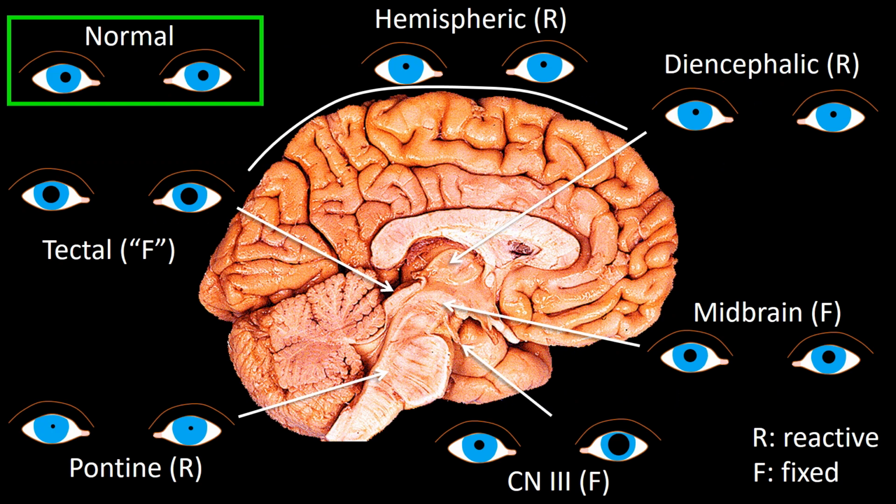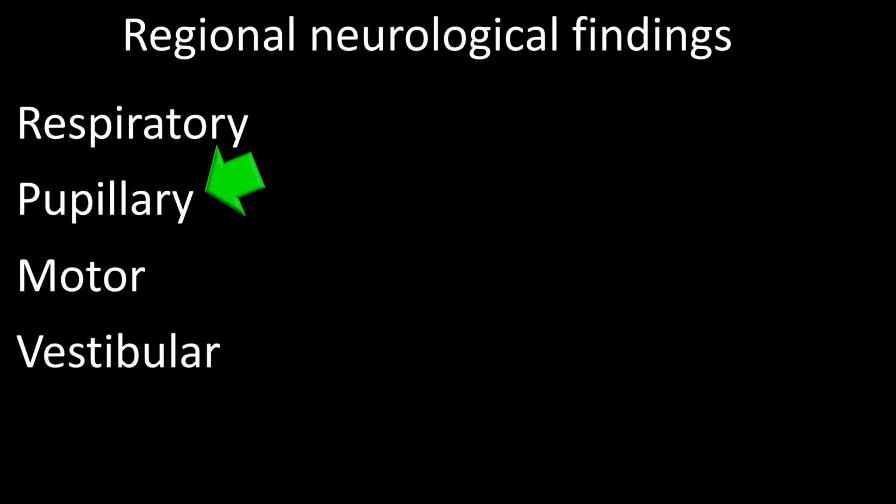In this frame, you can see that I have summarized the most salient pupillary findings corresponding to each anatomical region. Stop the video, take time to look at this figure, and if you have a problem understanding it, go back and look at the segment on pupils again in this video. After pupils, we will consider motor findings.